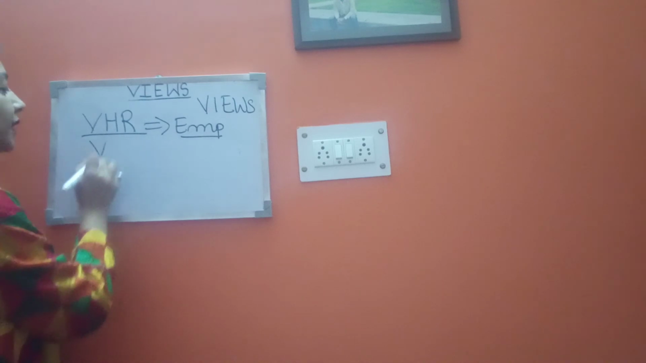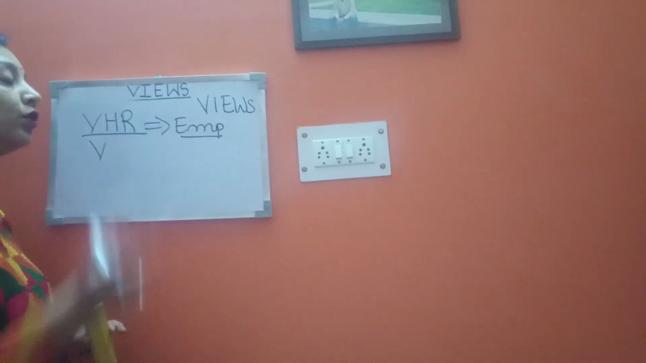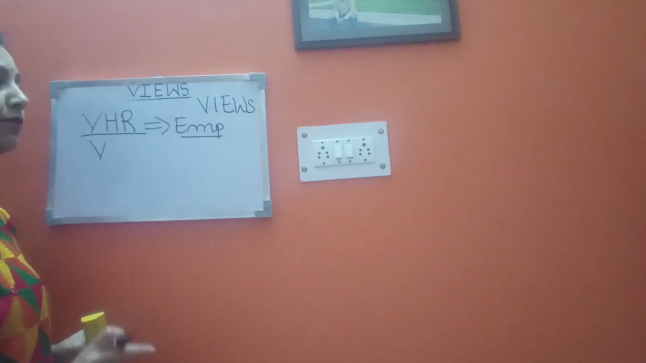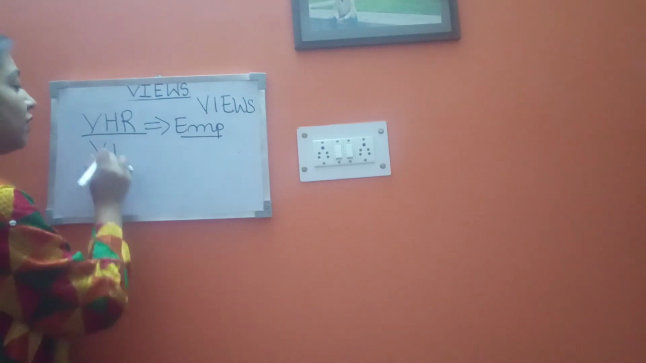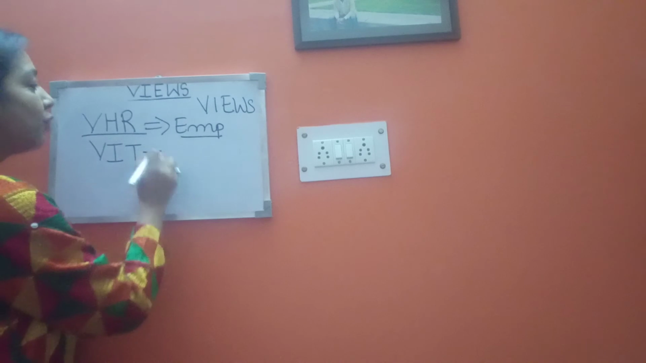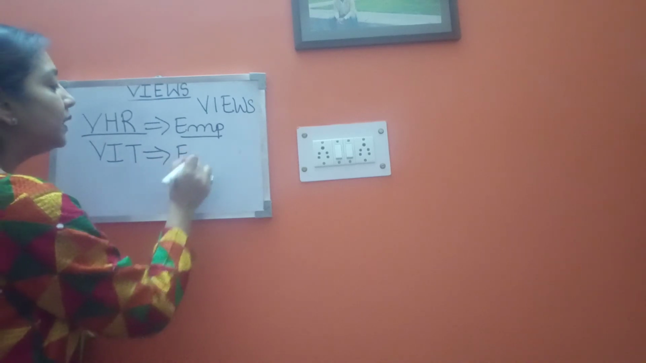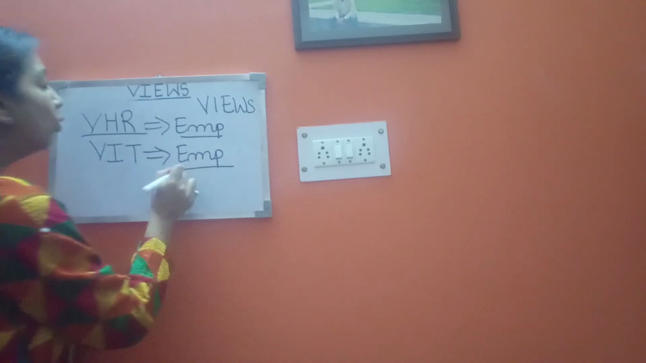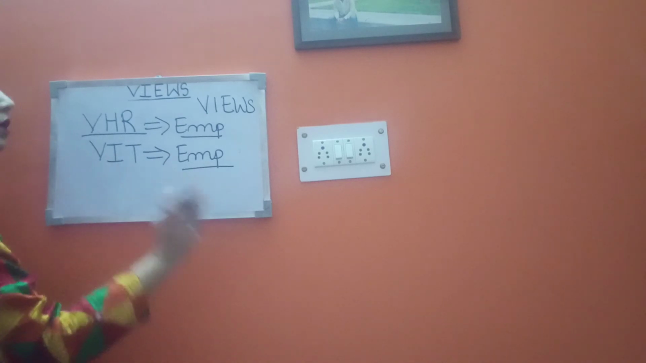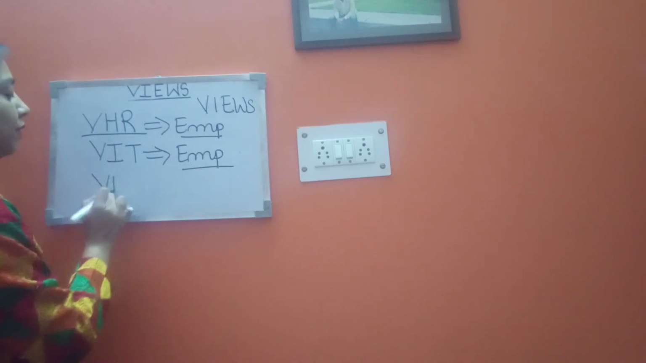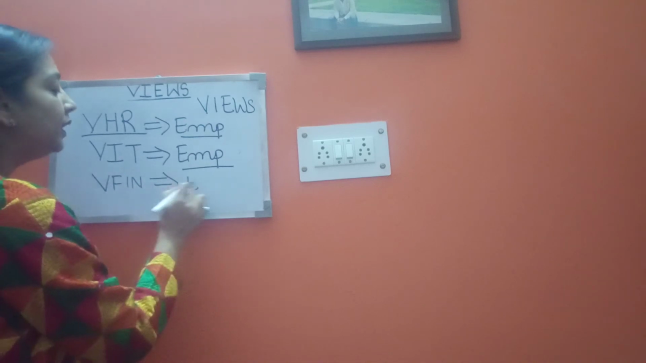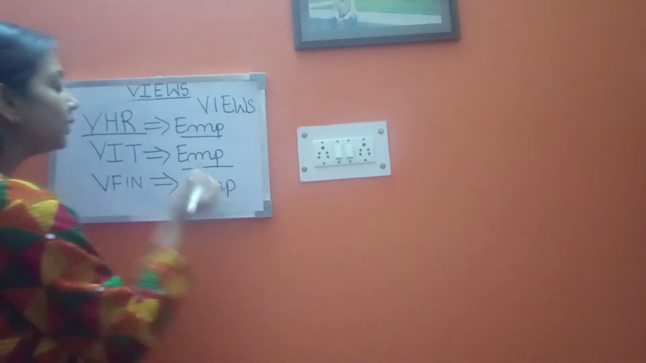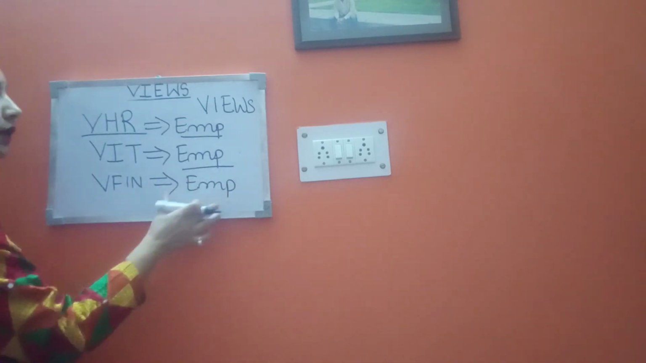Similarly, I want the IT guy to view information regarding only the IT department and not the HR and finance department. So I will create one view named IT from the employee table, which will contain information regarding only the IT department and no other department. And similarly for the finance department, this view will contain information only regarding the finance department and no other department.